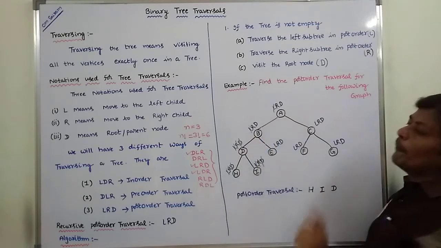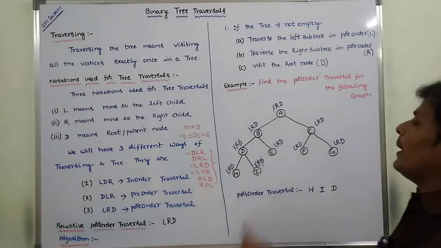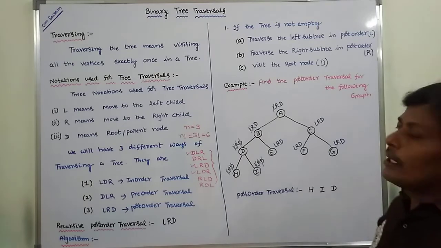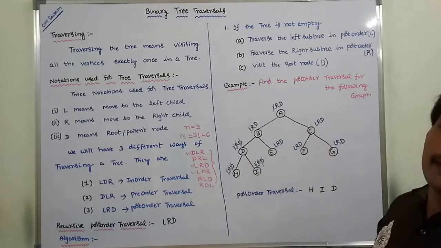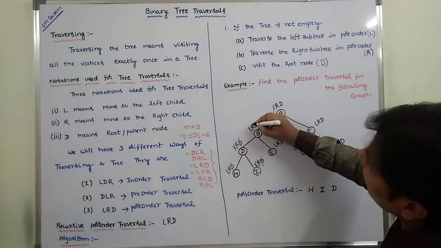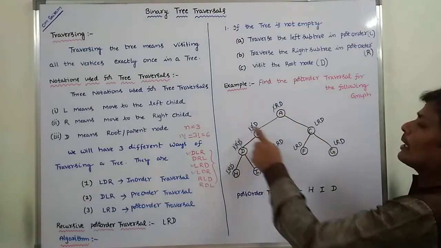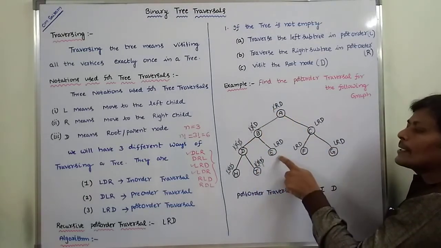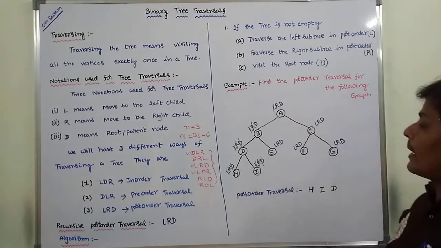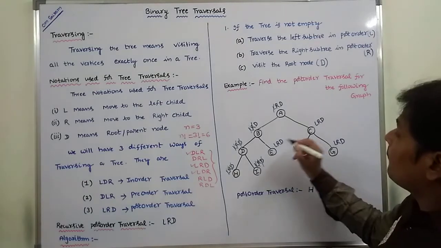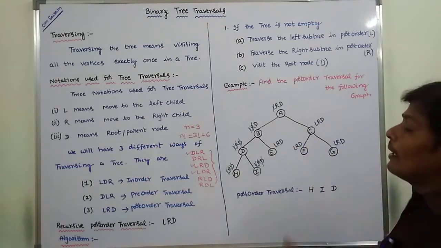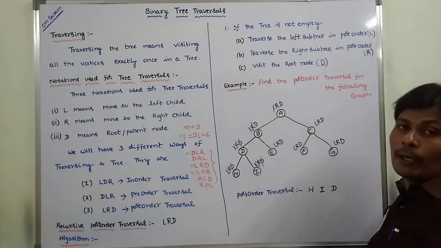Again backtrack to B. At B, L is striked out. Next letter is R. R means traverse the right subtree in post order. Strike out R and go to the right subtree. At the right subtree, node E is there. At node E, L, R, D is there. First, L means traverse the left subtree in post order fashion.